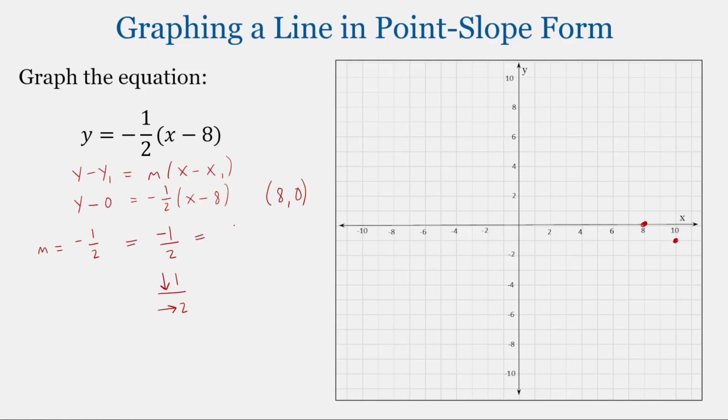Or we can write this with a positive on top, so a positive 1 and then negative 2 in the denominator. Again, all three of these fractions are equivalent. We can put this negative out in front for negative 1/2. We can put the negative in the numerator, or we can put the negative in the denominator. So in this case, we're going to go up 1 and to the left 2. So starting at that point 8, 0, we'll go up 1 to the left 2.